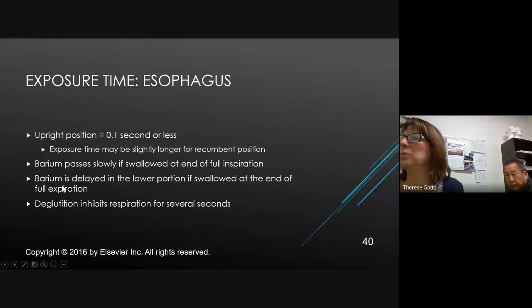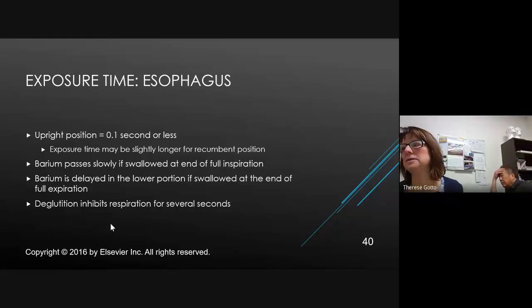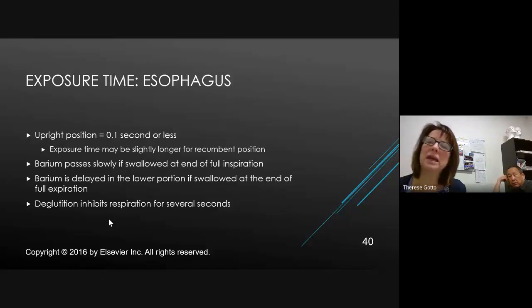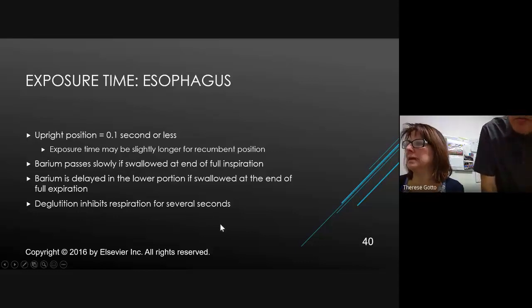Okay, don't forget when we were practicing our esophagograms, if we are giving the patient that cup next to their face and they're swallowing while we're getting our rotor fired up, we take the picture at the end of that swallow. When you swallow, you cannot breathe, so you don't have to tell them to hold their breath. Everything stops while we're swallowing. So if we do it at the end of swallowing, we are good to go, okay? Swallowing inhibits respiration for several seconds.